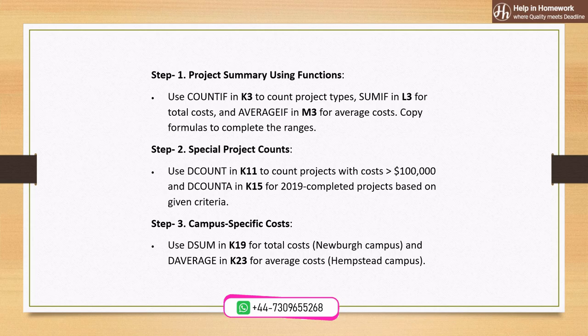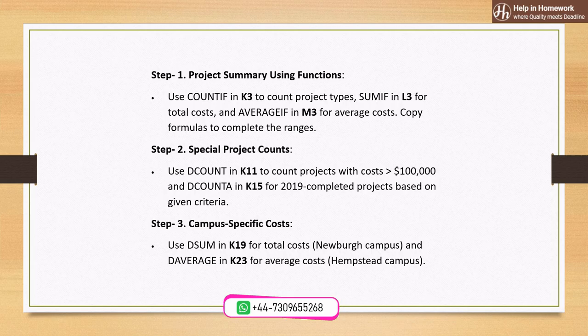Step 2. Special project counts. Use COUNT in K11 to count projects with costs greater than $100,000, and DCOUNTA in K15 for 2019 completed projects based on the given criteria.